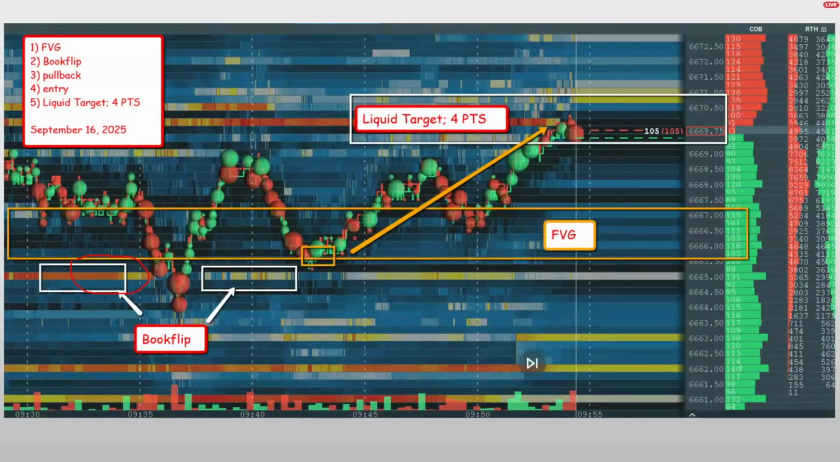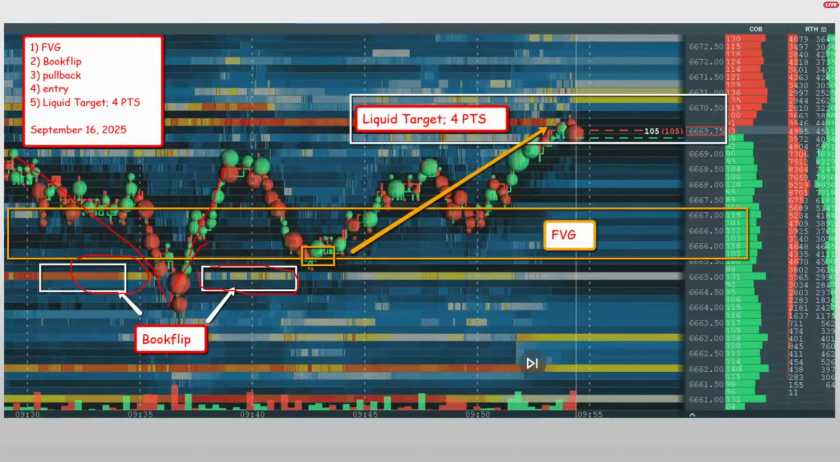Okay, so this is your book flip. What'll happen is price will start coming down. It'll absorb these passive orders, and then it'll come back up, and then all of a sudden we start developing some liquid support right here. So this would be your book flip.